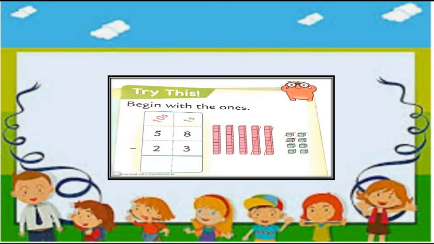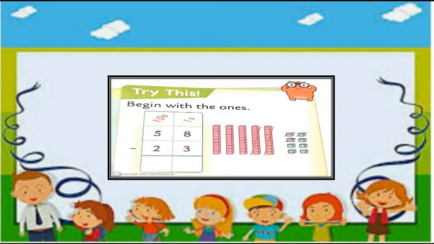We have the sum 58 minus 23. What is the sum? 58 minus 23. So, how to start? Begin with the ones only. We have to start counting from the ones place only.